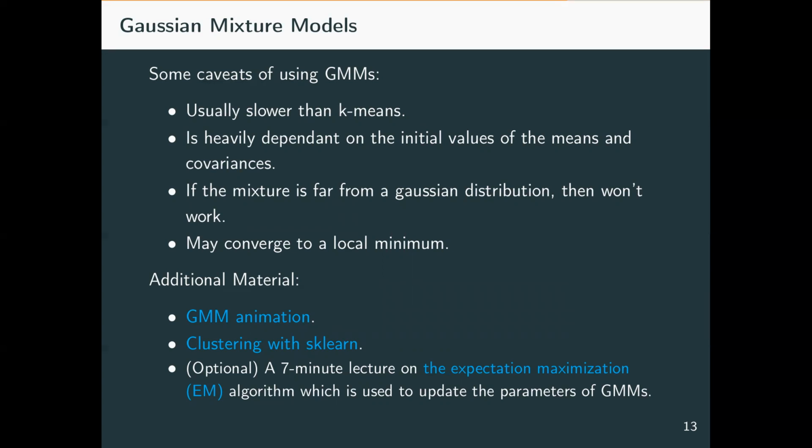Also, it is very heavily dependent on the initial values of the parameters. And if the underlying distribution is not Gaussian, then GMM soft clustering will not work. Right, and like K-means, it can also converge to a local minimum instead of a global minimum. And we can try out the same approaches as with K-means to get over this issue.